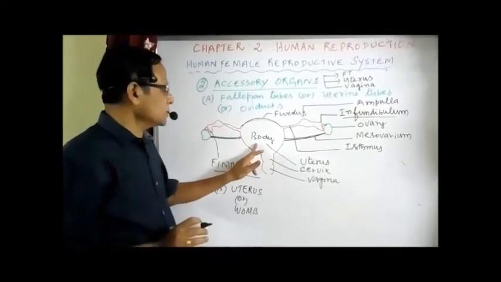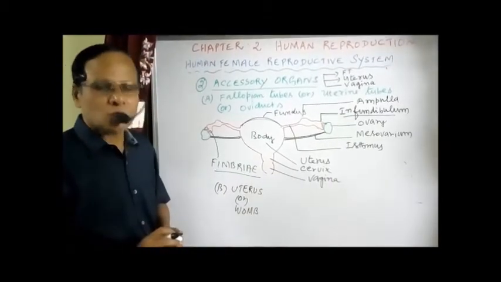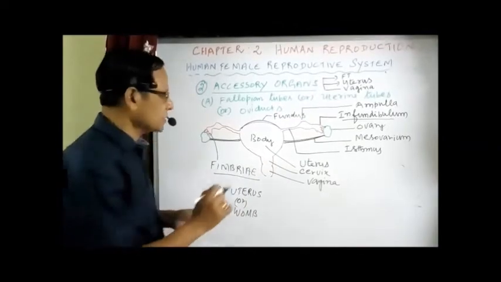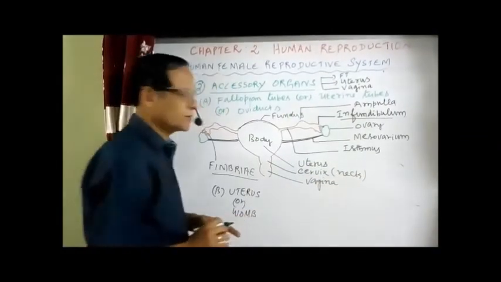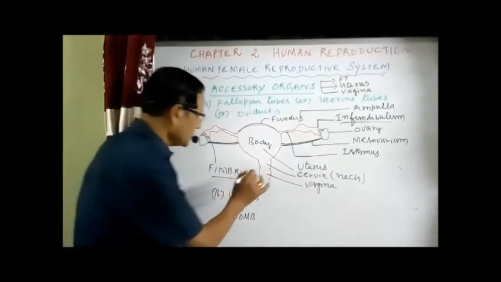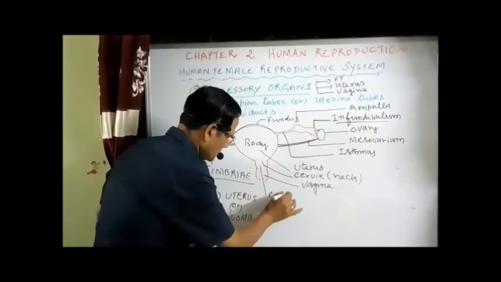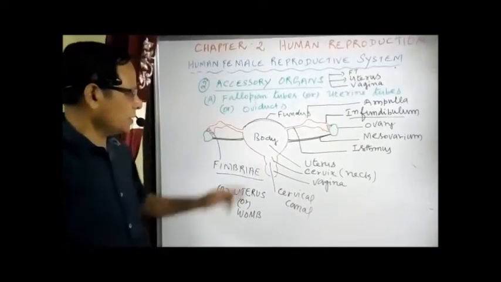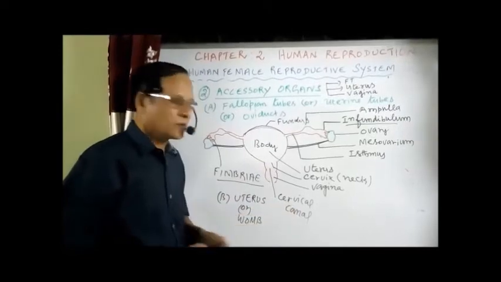Now, this uterus opens into the vagina through a narrow cervix. The cervix is nothing but the neck of the uterus. The cervix contains a cavity, which is known as the cervical canal. So the neck is called the cervix, which has a cavity called the cervical canal.